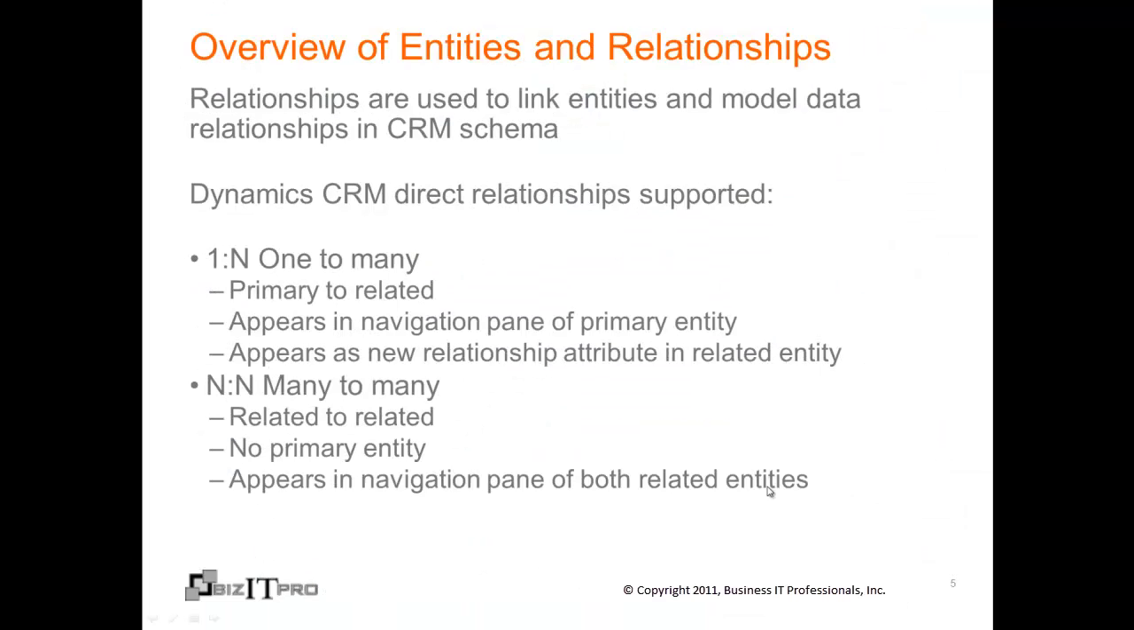So let's take a few moments and have an overview of entities and their relationships. So relationships are used to link entities and model data relationships in the CRM schema. Dynamic CRM direct relationships supported include the one-to-N or one-to-many relationship. In this relationship, there is a primary entity, which is the parent, and a related entity, which is the child.